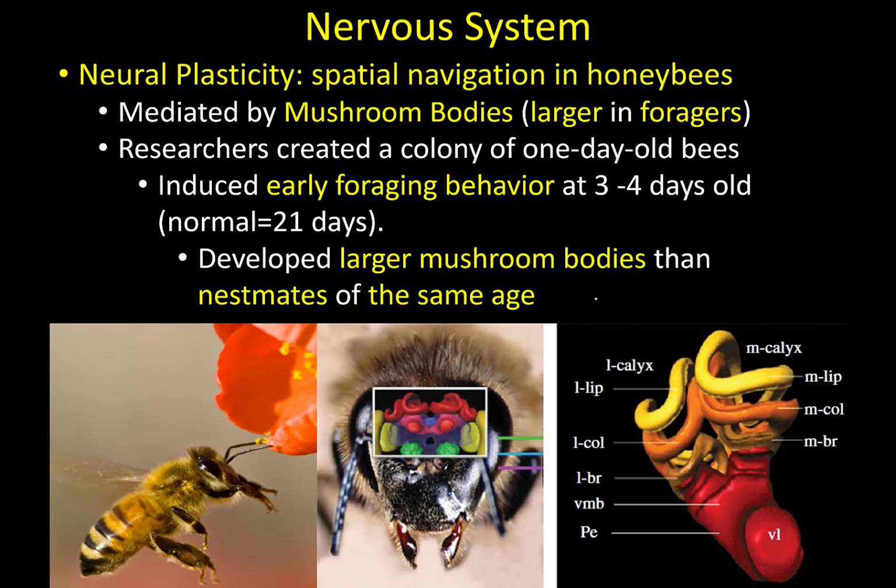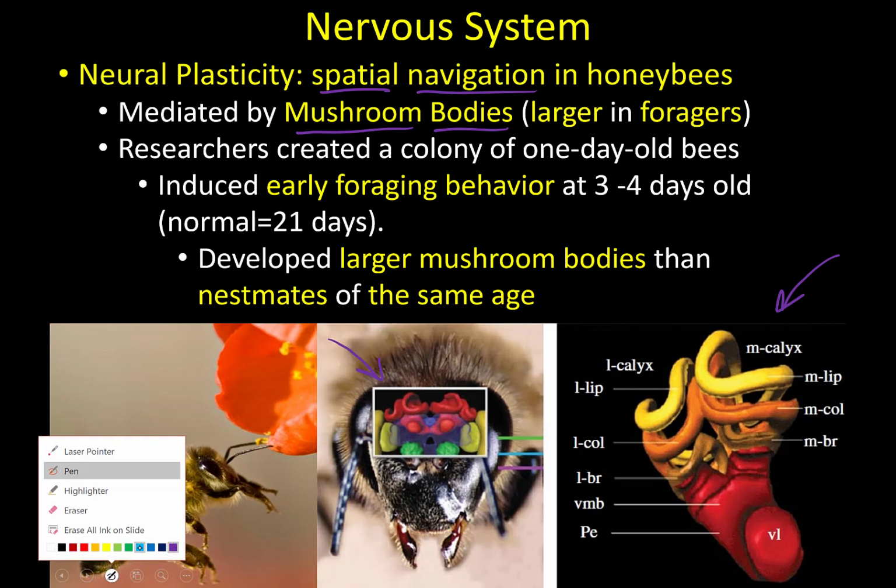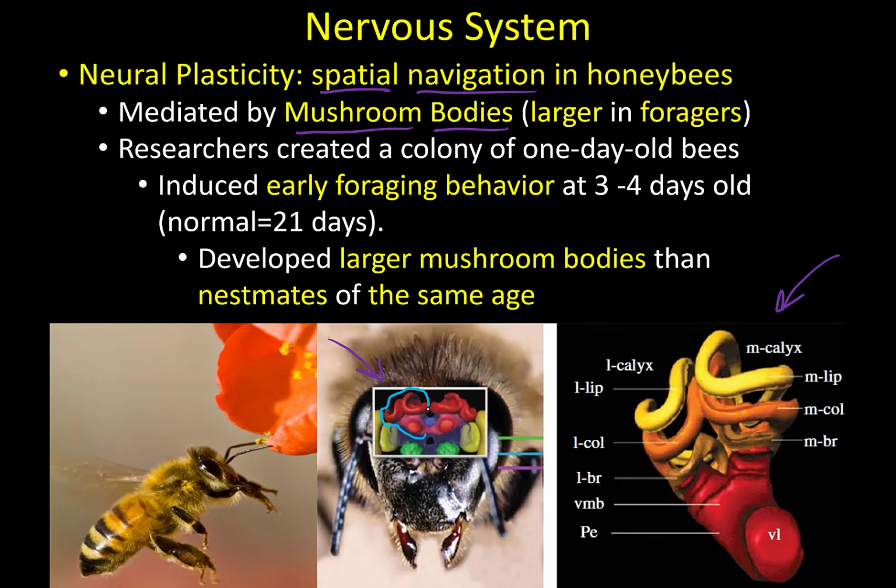Spatial navigation in honeybees. This one's kind of fun. So bee brains are tiny, but they're reasonably complex. You can see a diagram of one here in the bottom right. Spatial navigation means the ability to navigate through your environment and remember where you are relative to landmarks. This ability is mediated by a special part of the brain called the mushroom bodies. They're in red here in this diagram, so let me highlight those for you. So these red structures, there's one on each side of the brain, left and right. Those are the mushroom bodies. You see them here.